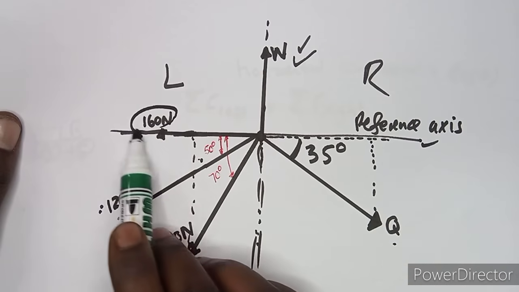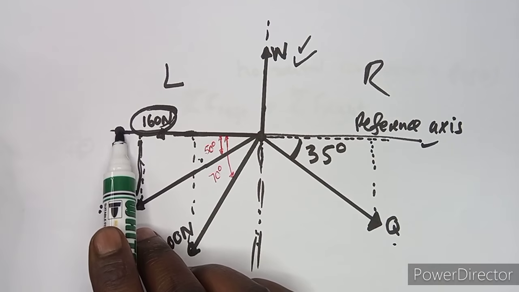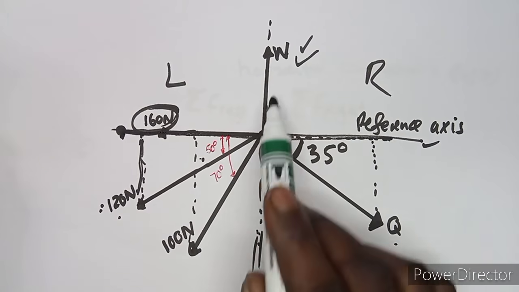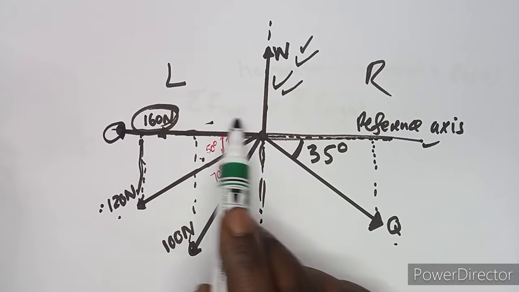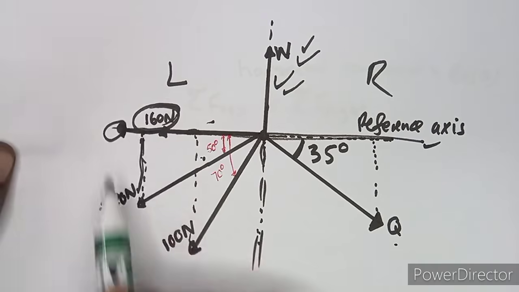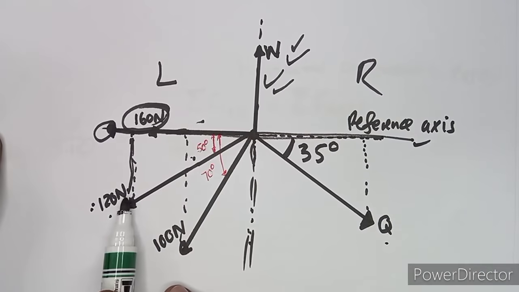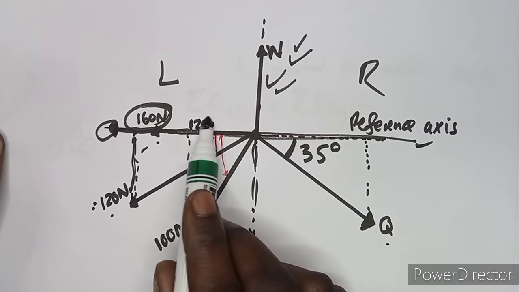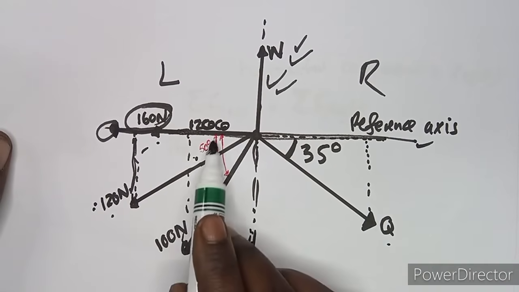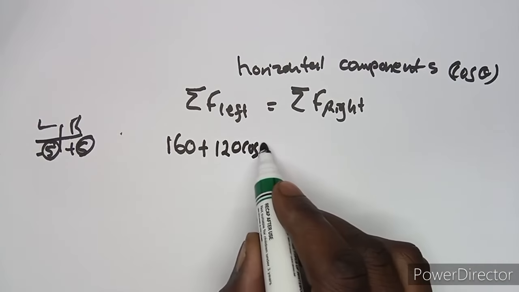Let's start. We've got 160 first here. Do you see that we didn't mention this 160 when we were working with the vertical components, because it's in the horizontal. This time we are going to focus on it because it's in the horizontal, and it's on the left side. So you take 160 on the left, plus another one on the left. We have this 120 back to the horizontal, so it's going to be 120 cos 50 degrees. Remember the angle of 120 is 50, so now it's using cos.